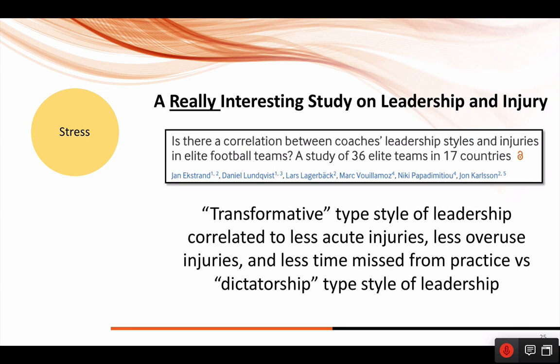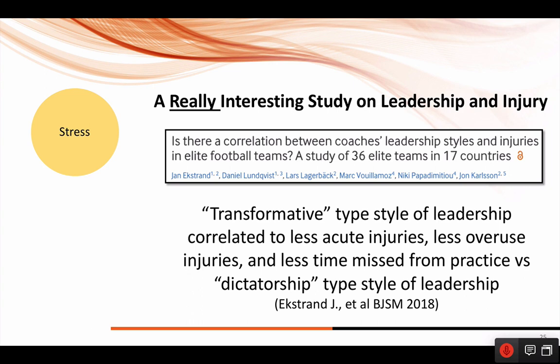And leading through that fear-based intimidation method tended to have more injuries, more time missed from practice, and more people who are unhappy with their leadership style. So this was the first study that I found that was really looking at mental and emotional stress correlated to something practical, like injuries.